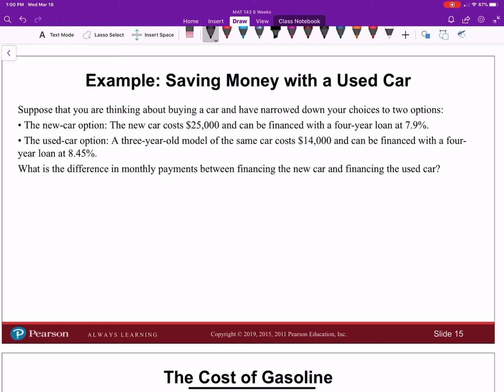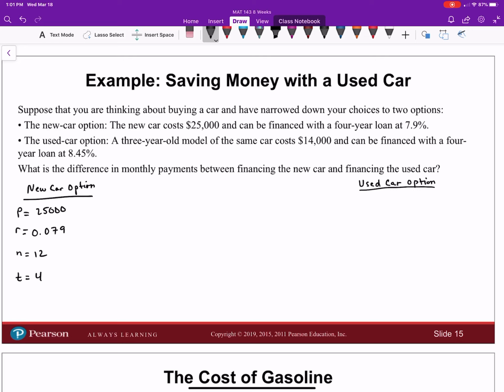So let's look at our new car option, and we got our used car option. All right, so we got our P, our R, our N, and our T. So the P for the new car option is $25,000. Our R is 0.079. Our N still is 12, and our T will still be 4 years.